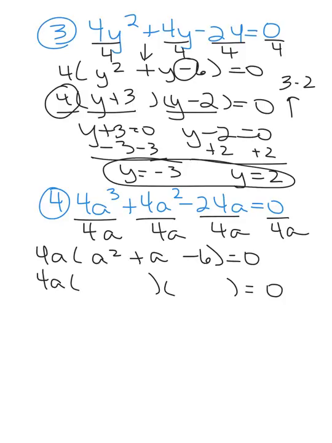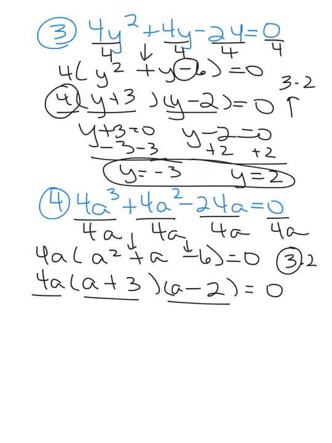Now this trinomial is similar to the trinomial in number 3. So again, my signs are going to be opposite because that's a negative, so I have a plus and a minus. The only way I get to a squared is a and a. Factors of 6 that when I subtract I get to 1, so I have 3 and 2. Again, 3 is my higher factor, it's attached to the plus. Now this is a little different than 3, and then I have 4a times a plus 3 times a minus 2 is equal to 0.